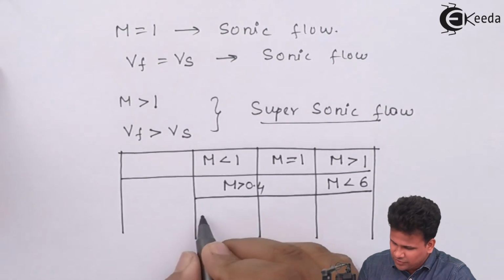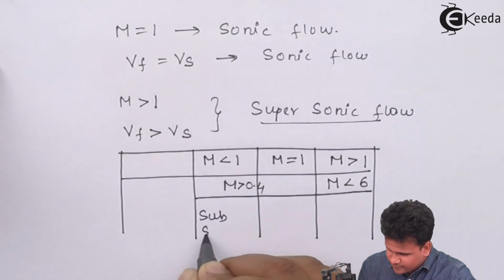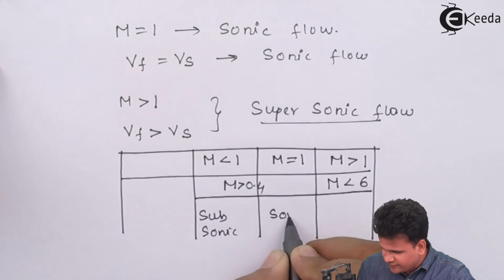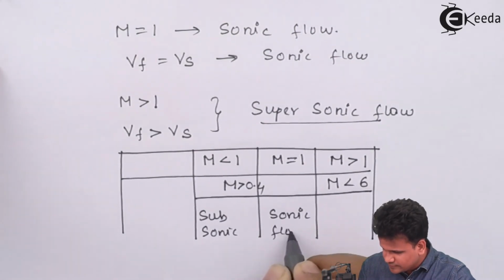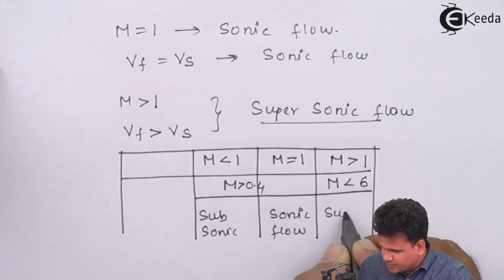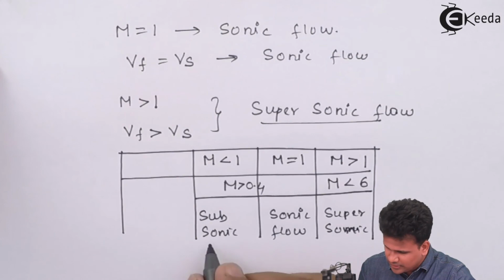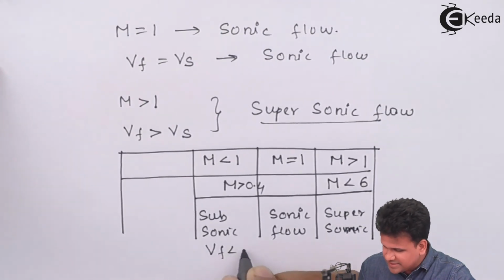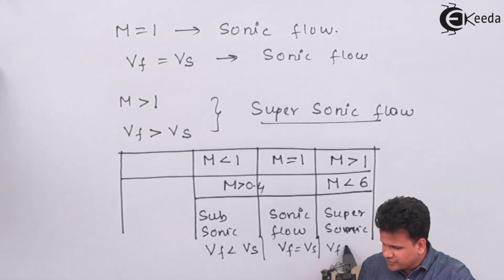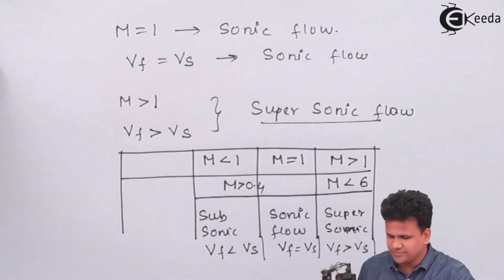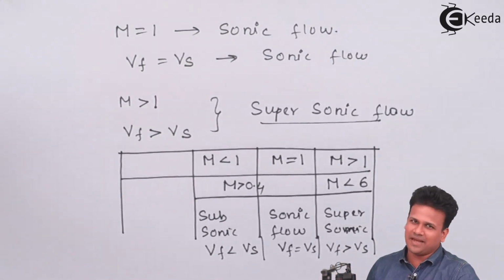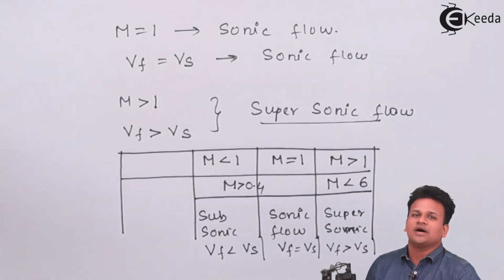So this flow is subsonic, sonic, and supersonic. Velocity of fluid less than velocity of sound, velocity of fluid equal to velocity of sound, and velocity of fluid greater than velocity of sound. I hope you have understood what is Mach number and the relation with sonic flow, subsonic flow, and supersonic flow.